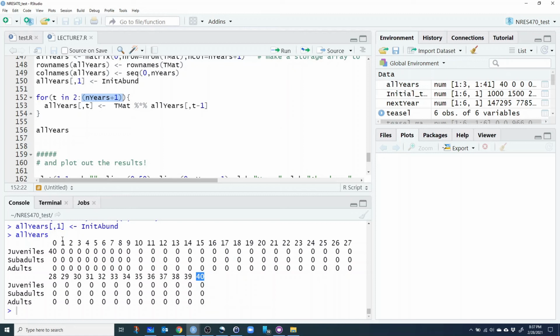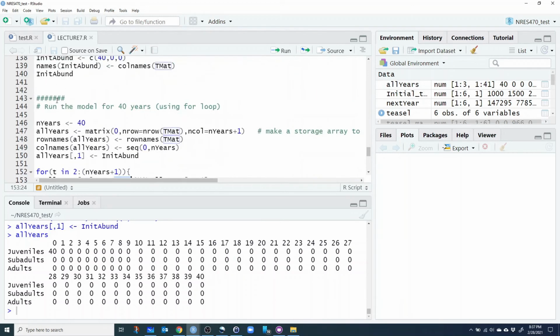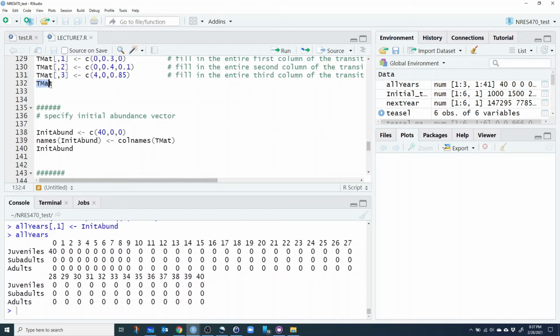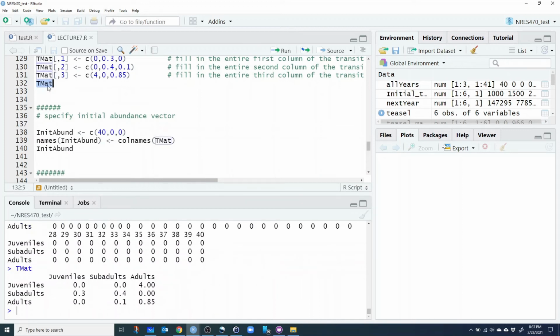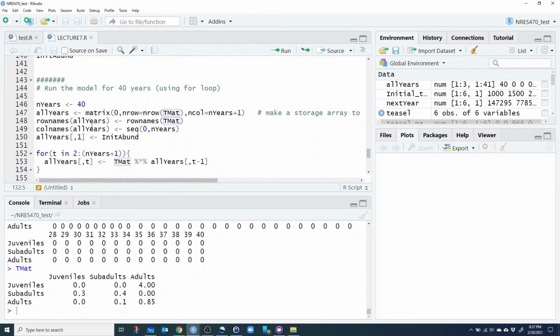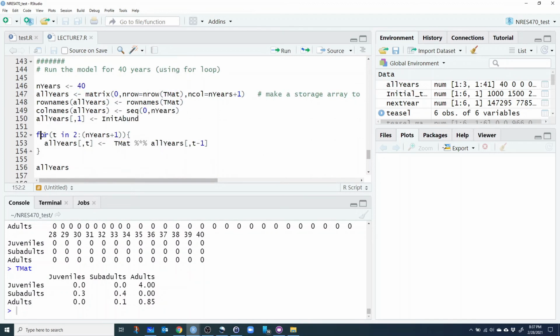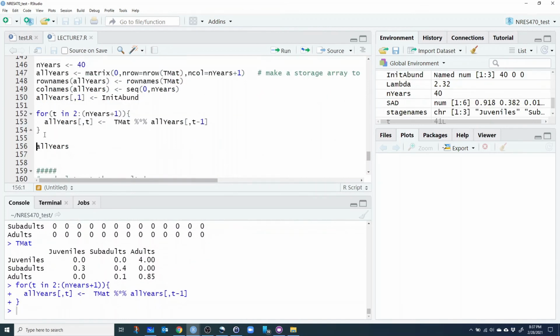And when we start off, we're going to be in this year 1, and we're going to compute the total abundance of juveniles, subadults, and adults using matrix multiplication. We're going to take the previous year abundance vector and multiply it, this matrix multiplication, multiply it by the transition matrix we just put together up here, right? So TMAT, remember, looks like this. And let's run it. Let's see how it works. Let's just run that for loop.